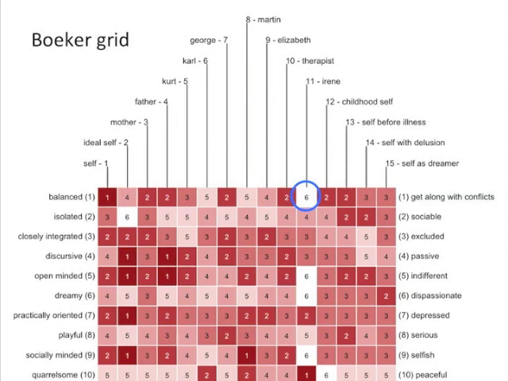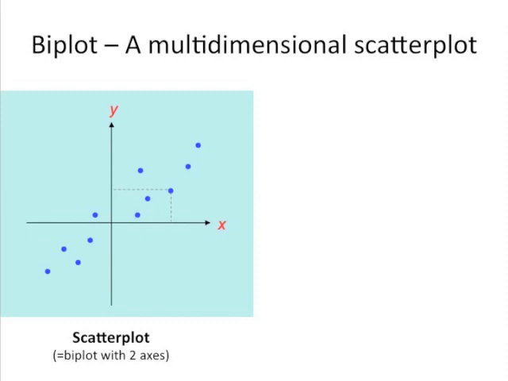One way to visualize repertory grid data is a biplot. A biplot is a multidimensional scatter plot. The simplest form of a biplot is a biplot with 2 axes, and this is what we usually call a scatter plot. A scatter plot works in a way we all know. We have, in this case, 2 axes, x and y, and a point in this 2-dimensional space, and we read off the values on each axis by projecting the point onto the axis. So this projection gives us the value on the x-axis. The orthogonal projection on the other axis gives us the value on the y-axis.